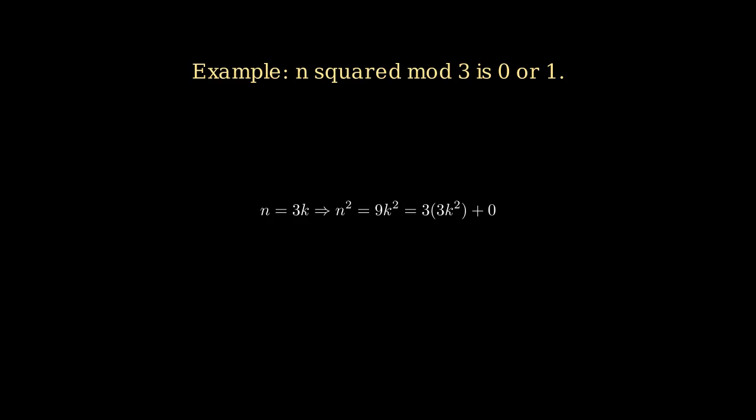Case 1, n leaves remainder 0, so n squared leaves remainder 0. Case 2, n leaves remainder 1, so n squared leaves remainder 1. Case 3, n leaves remainder 2, so n squared leaves remainder 4, which itself leaves remainder 1 when divided by 3. All 3 cases give remainder 0 or 1, so the statement is proven for every whole number.